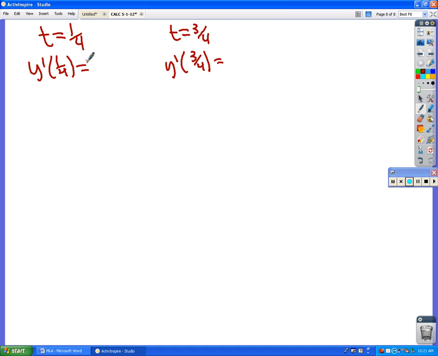So now we have to basically make our little sign chart. So when we plug 1/4 into the y prime, what did we get? 70 pi. When we plug 3/4 into the y prime, what did we get? Negative 70 pi.